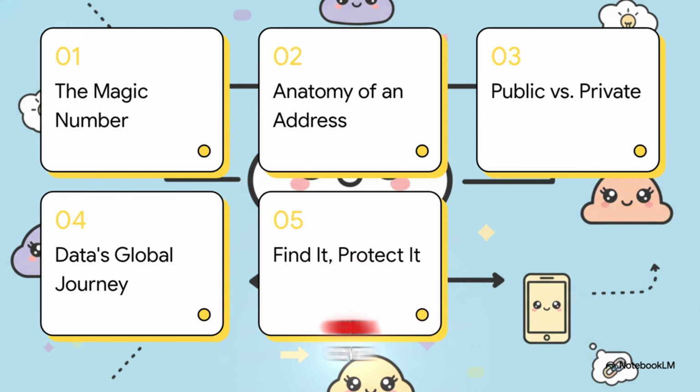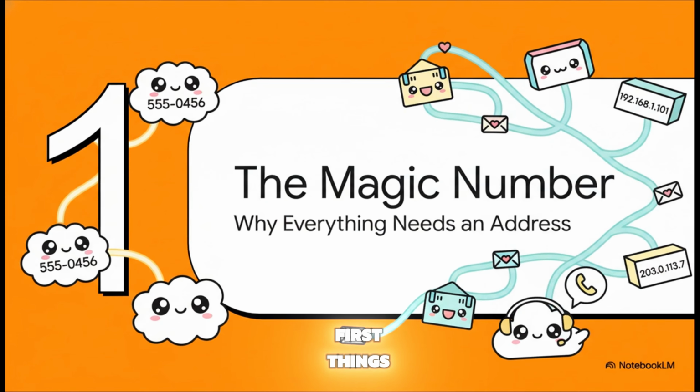All right, so here's what we're going to cover. We'll start with the magic number itself, break down the anatomy of an address, look at the public versus private worlds, follow your data's journey, and finally, figure out how to find and protect your own IP. Let's get into it. So first things first, why do we even need these things?